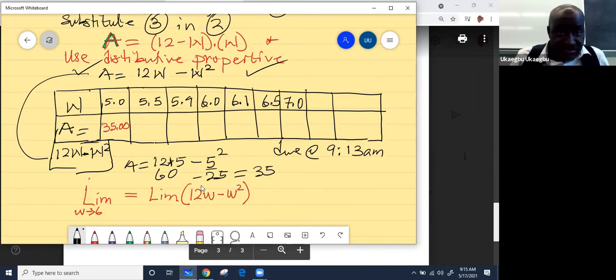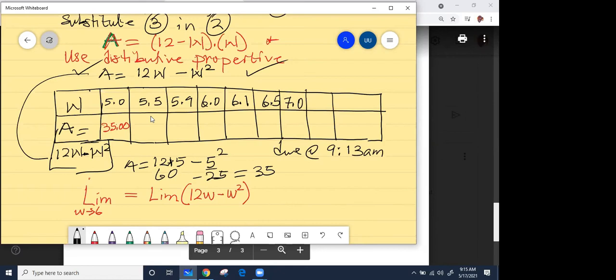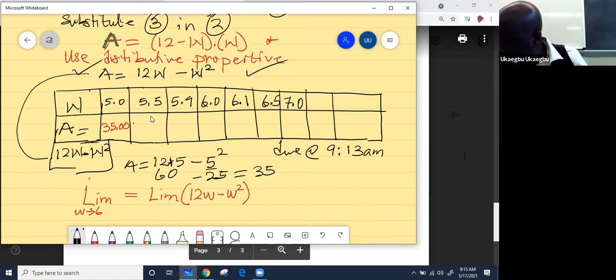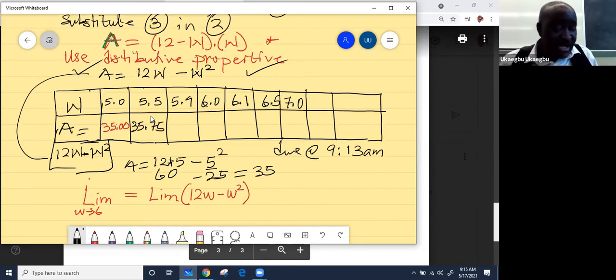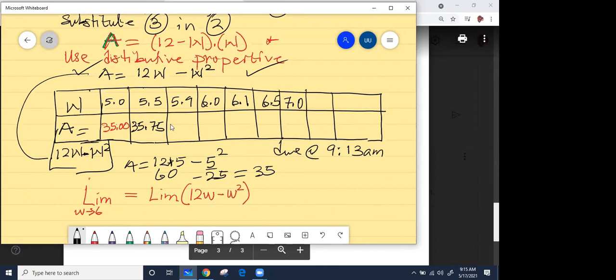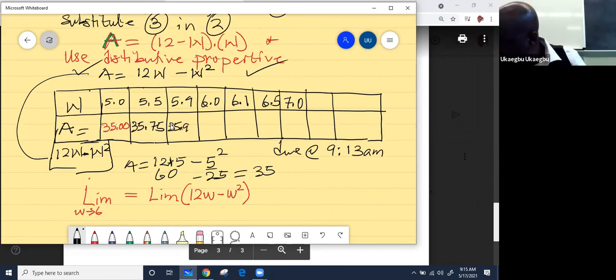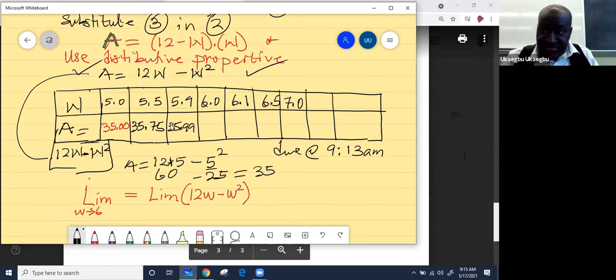Next person, Eric, what's the area when W is 5.5? 35.75. Thank you. So we have 35.75. Next person, Joshua, go ahead. What would the area be when W is 5.9? 35.99.